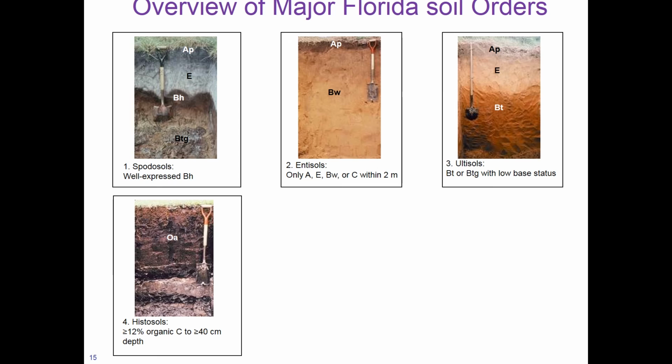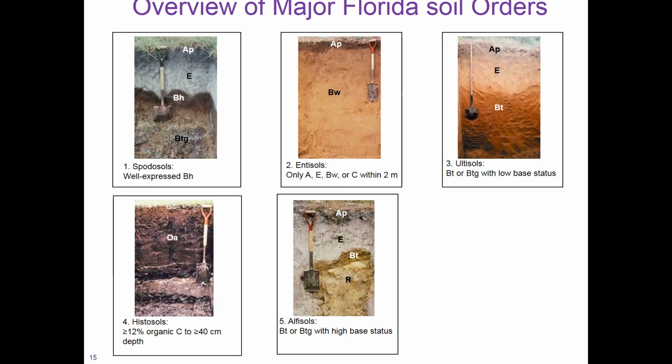Number 4 is histosols, which are soils with greater than 12% organic carbon to greater than or equal to 40 centimeters depth. That means you have an O horizon to that depth, and once the O horizon is that thick, it becomes an organic soil or a histosol. There are abundant histosols in the Everglades and some other areas of Florida as well, but mainly in the Everglades.